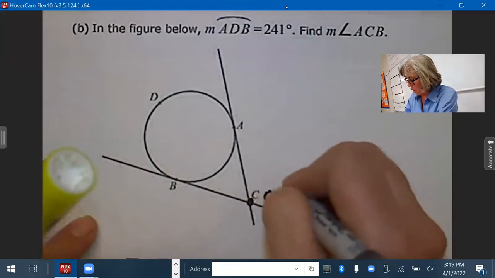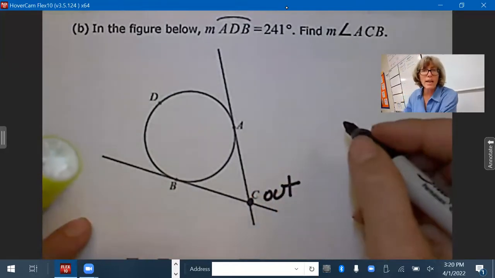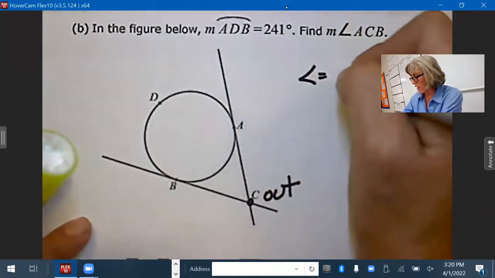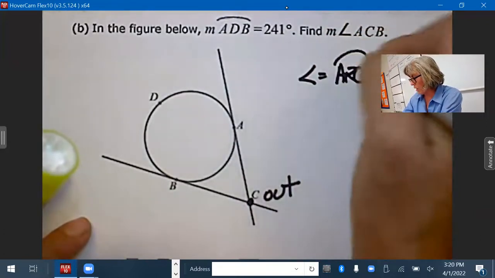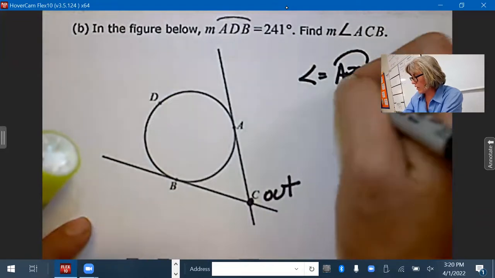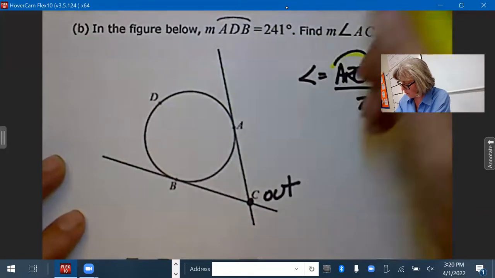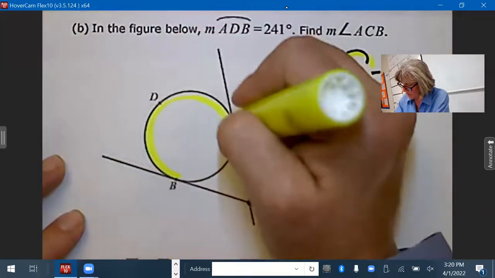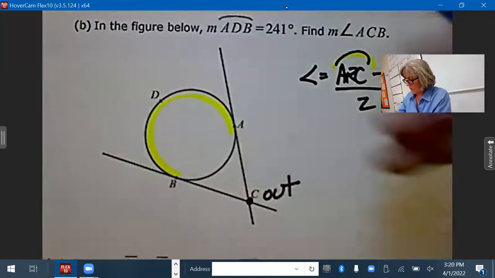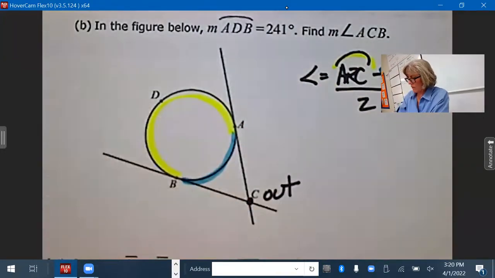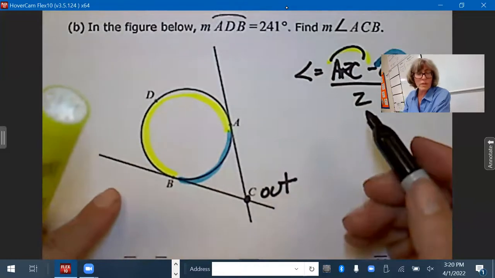This is an out. So secant, secant, tan, secant and tan, tan tan are all out. This one is angle equals big arc minus little arc over 2. Big arc in this diagram would be this way, little arc this way, over 2. Let's see what we've been given.